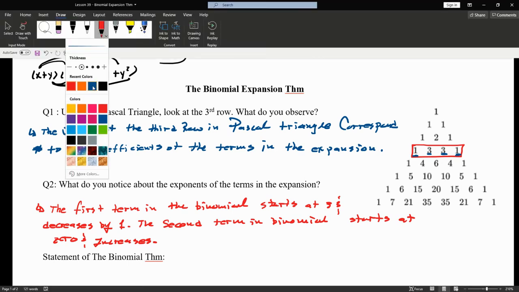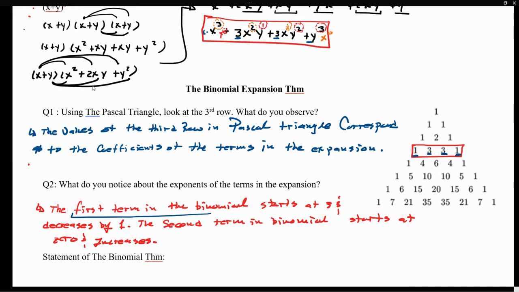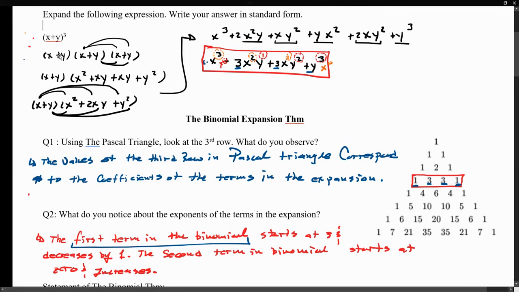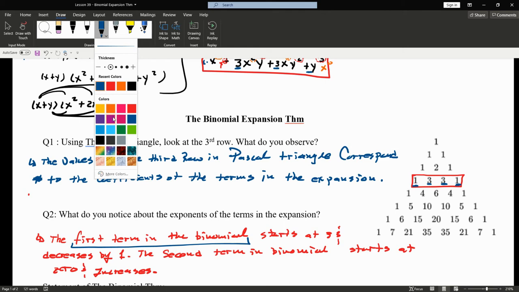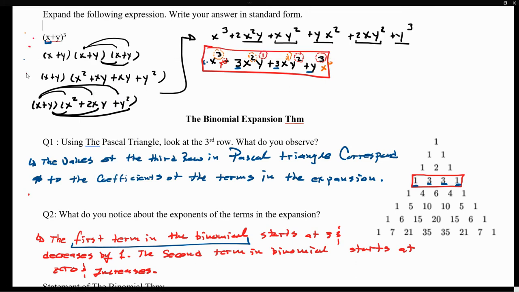Well, let's just go back to here. So the first term in the binomial, we go back to the introduction. Notice that this is the binomial that I'm referring to, the binomial that we expanded. So the first term is x. And notice that x started at the highest exponent, which was 3, and it goes 1 less. So from 3 to 2 to 1 to 0. Now the second term in the binomial that we're expanding is y. So this is what I mean by the second term in the binomial. And the second term in the binomial started at 0 and it increases by 1.